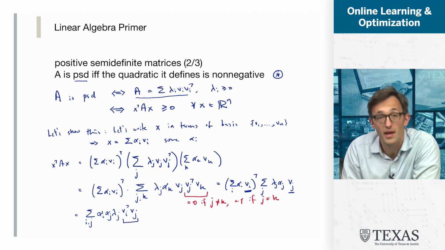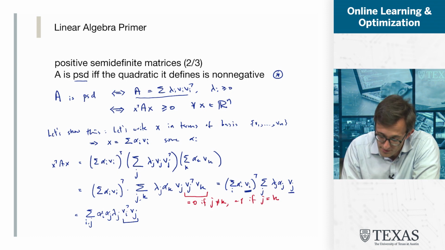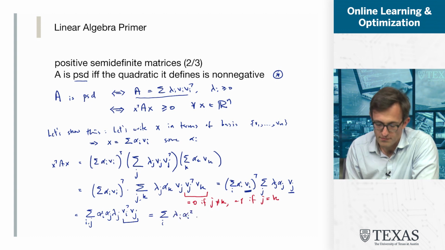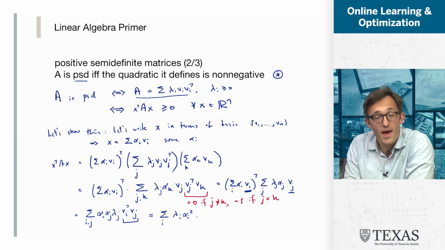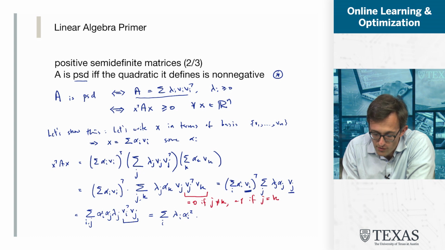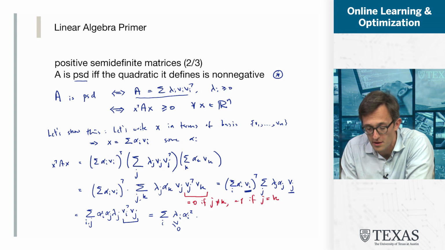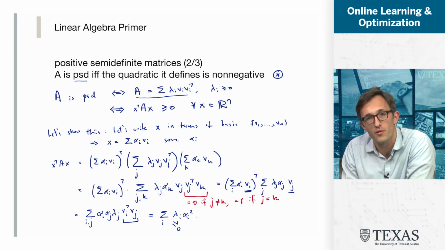And again, we have the same game. vi, vj is equal to 0 unless i is equal to j, in which case this is 1. So this is just equal to the sum over i of lambda i, alpha i squared. What do we conclude? We know that A is positive semidefinite, which means that all of the lambda i's are greater than or equal to 0. Alpha i was just some weights that I picked to describe x. I don't know if those are non-negative, but it doesn't matter because I have the square. So we can see that this is always going to be greater than or equal to 0.